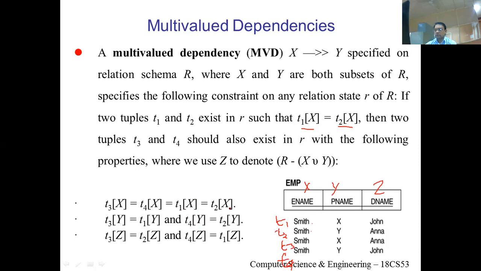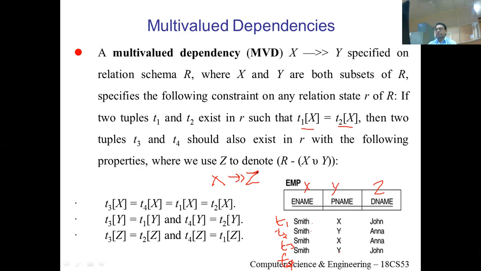Then we have T1 of X equal to T2 of X. That means all tuple values for the X attribute should be the same. And also we have T3 of Y equal to T1 of Y, that is satisfied. And T4 of Y is equal to T2 of Y, that is also satisfied. We use Z to denote R minus X union Y. So if X multi-determines Y holds good, because of symmetry in the definition, X multi-determines Z also holds good in the relation.